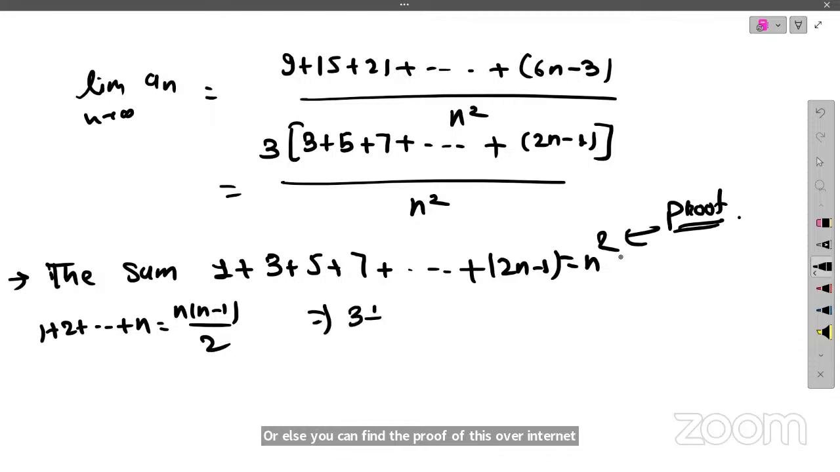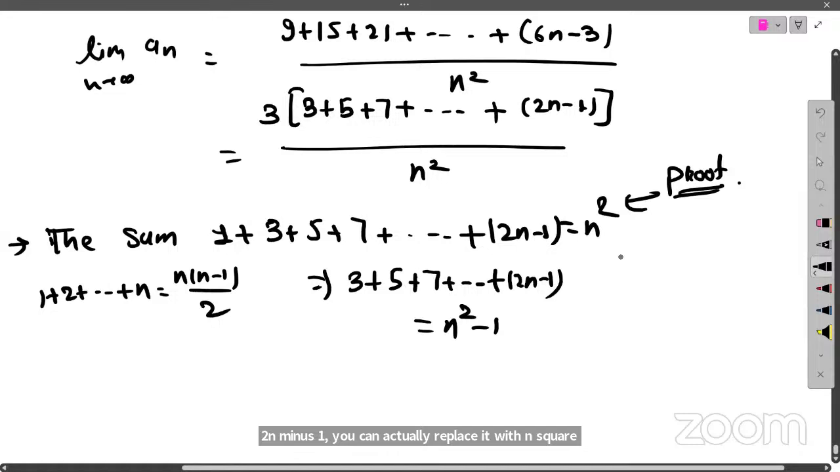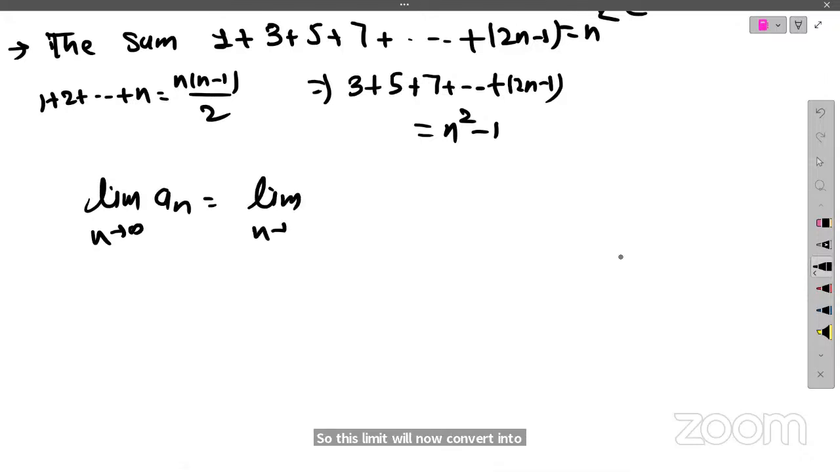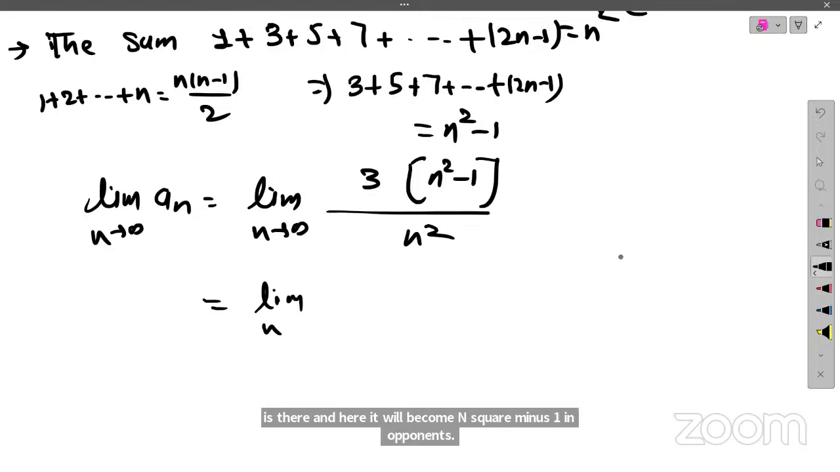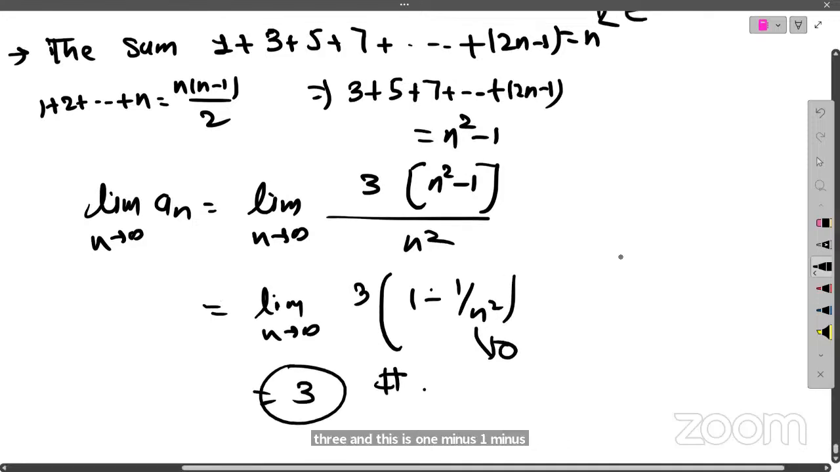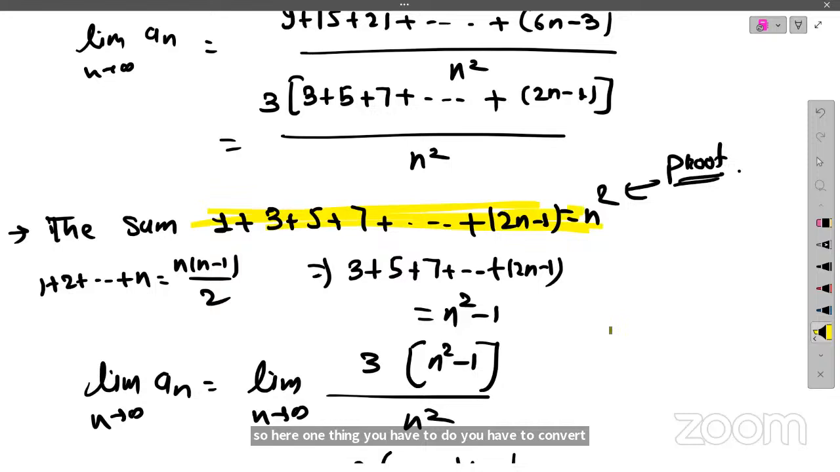So it will imply that this 3 plus 5 plus 7 plus and so on plus 2n minus 1, you can replace with n square minus 1. So this limit will now convert into a very easy expression. Limit n goes to infinity, 3 is there, and here it will become n square minus 1 upon n square. So this is the same as limit n goes to infinity 3 times 1 minus 1 by n square. So this will go to 0. That's why the answer is 3. So one thing you have to do is convert this factor; this is one result you should know.